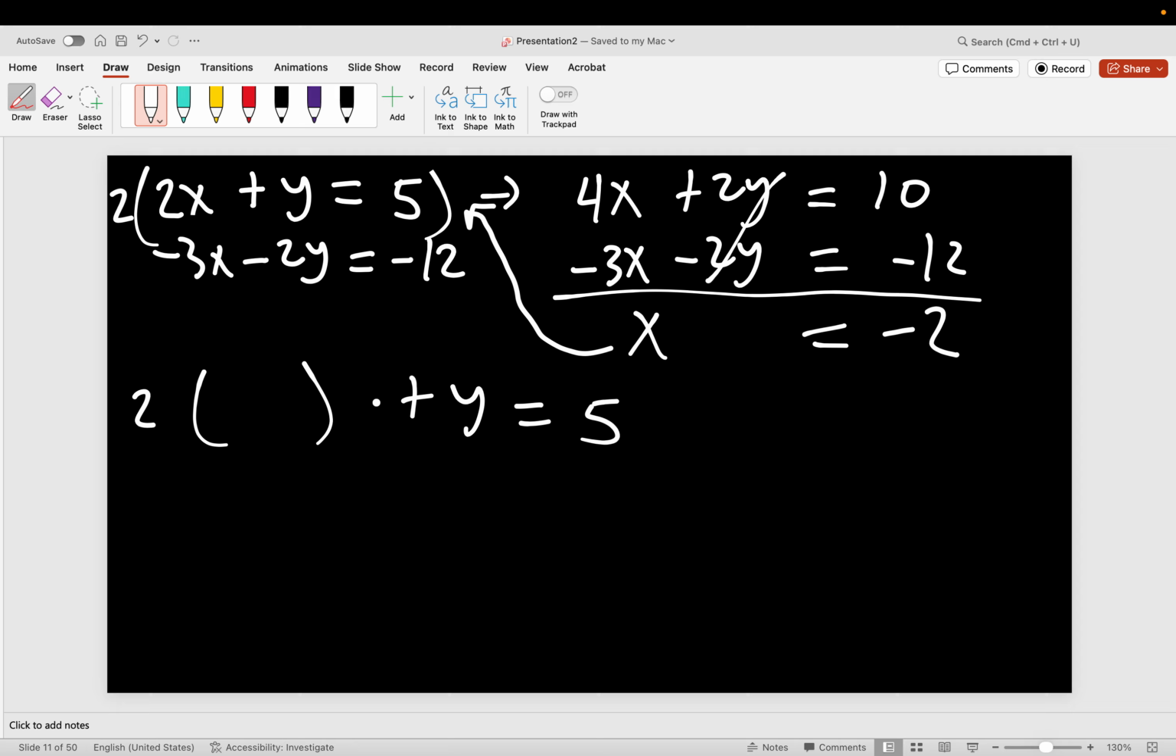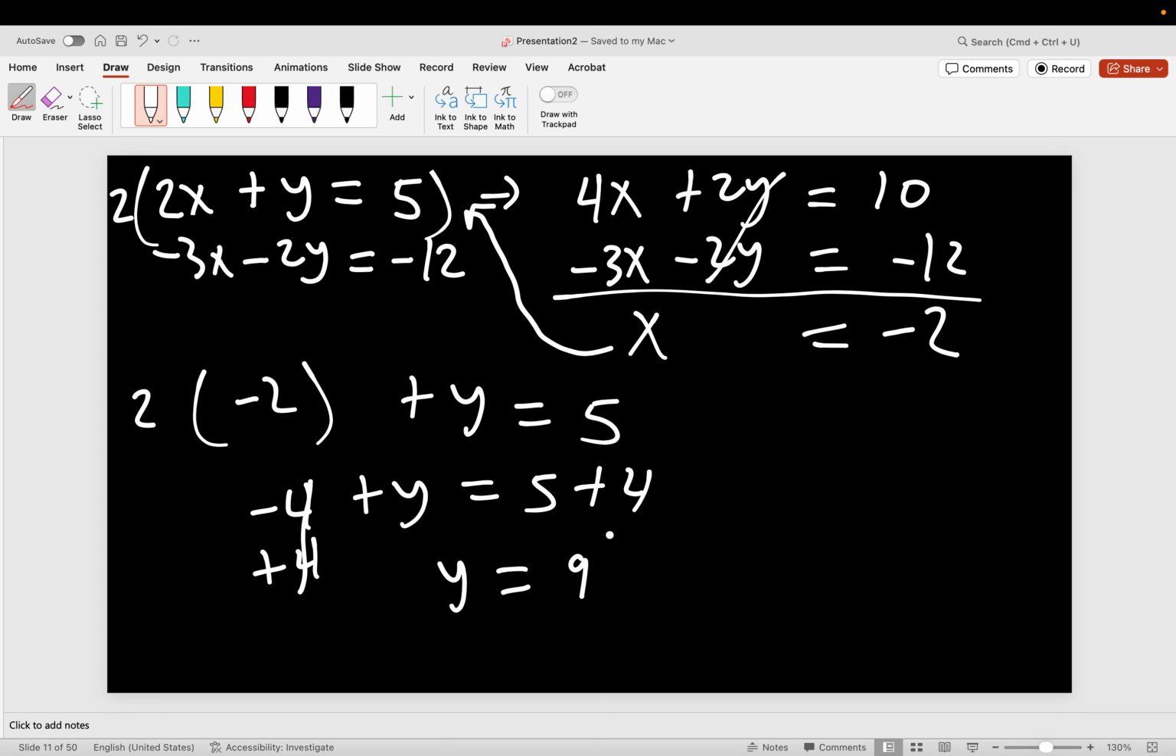Instead of x, what should I put? Negative 2. 2 times negative 2 is negative 4, plus y equals 5. I'm going to add 4 to both sides of my equation, so y is equal to 9, and so my final answer is negative 2, 9.